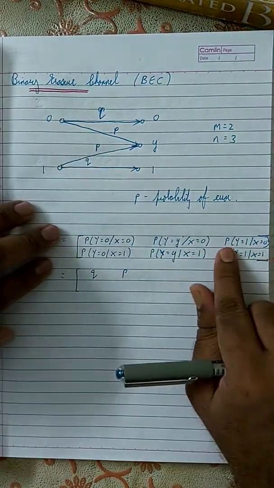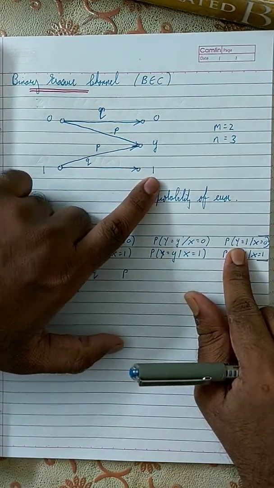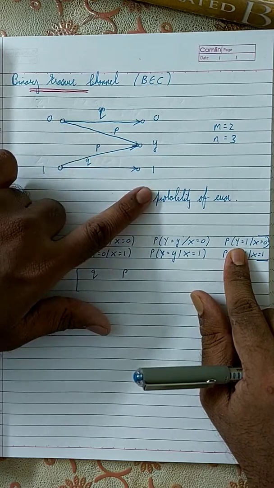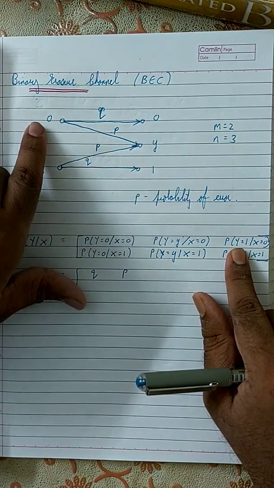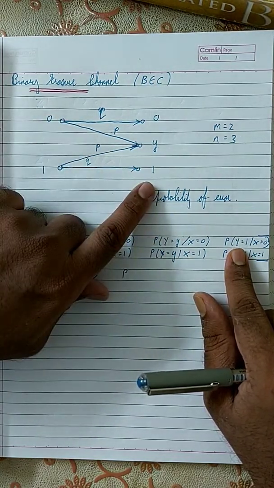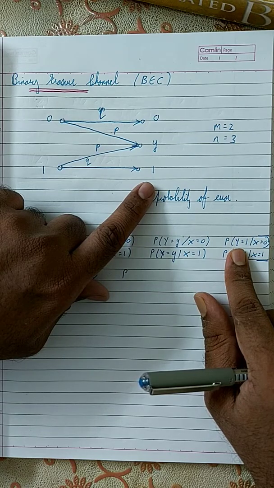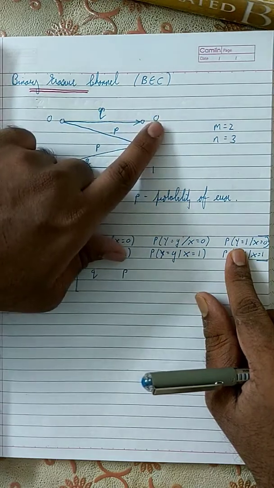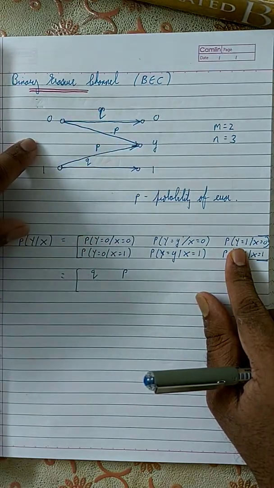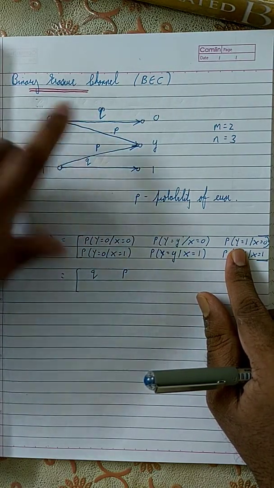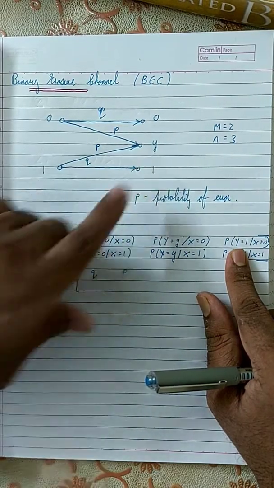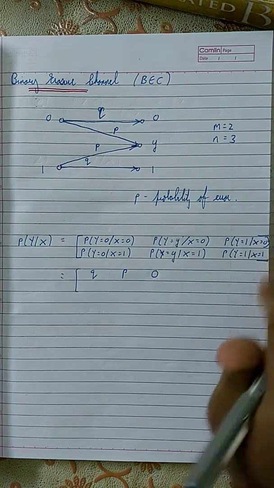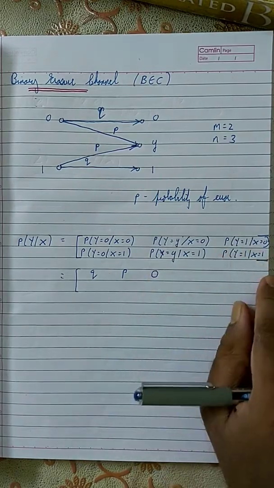And what is the probability that y is equal to 1 when x is equal to 0? There is no probability. That will never take place, which means that when 0 is transmitted, 1 will never be received by the receiver. If 0 is transmitted and it's a correct transmission, 0 will be received. If 0 is transmitted and the wrong decision is made, then the small letter y is received. So therefore, this probability is equal to 0.